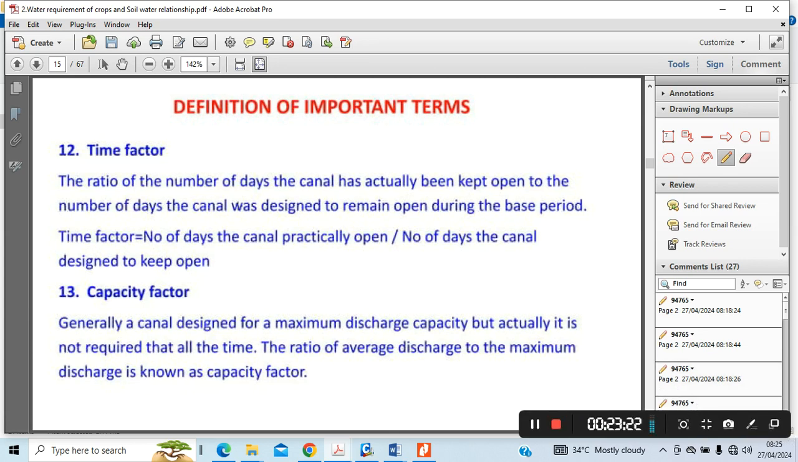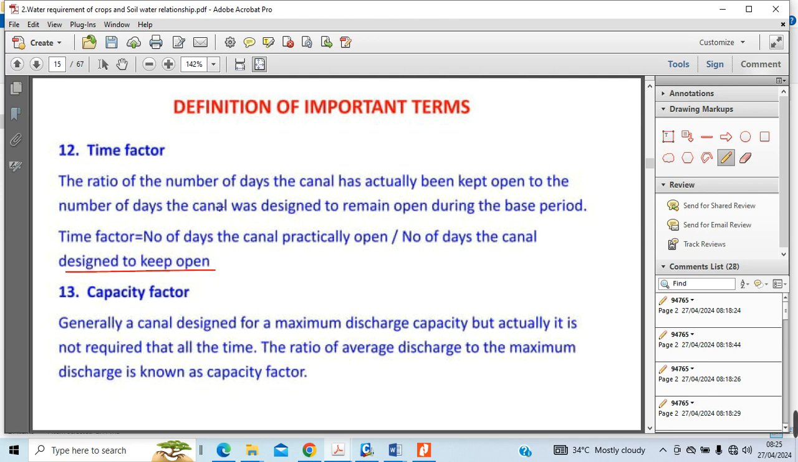The ratio of the number of days the canal has actually been kept open to the number of days the canal was designed to remain open during the base period is the time factor. The factor is the number of days the canal is practically open to the number of days the canal was designed to keep open. Okay, these are some definitions of important terms in crop requirements. Capacity factor: generally a canal is designed for a maximum discharge capacity, but actually it is not required all the time. The ratio of the average discharge to the maximum discharge is the capacity factor.